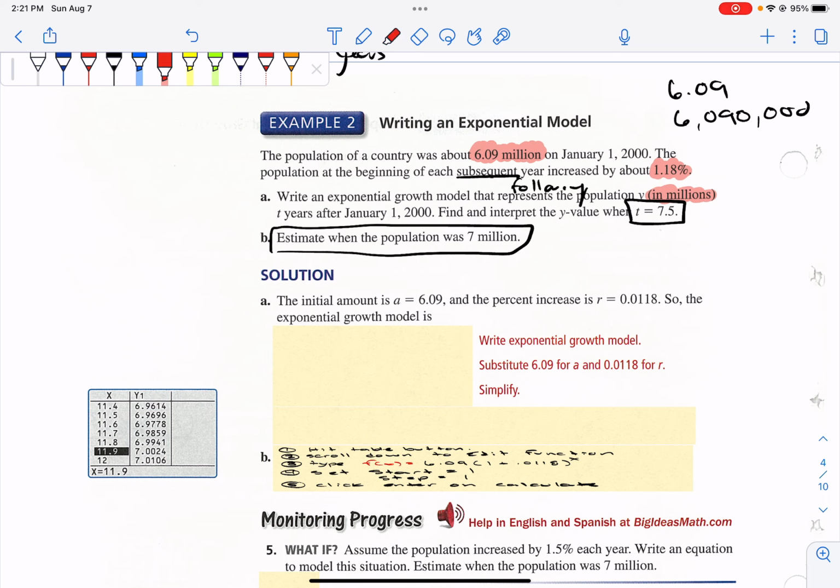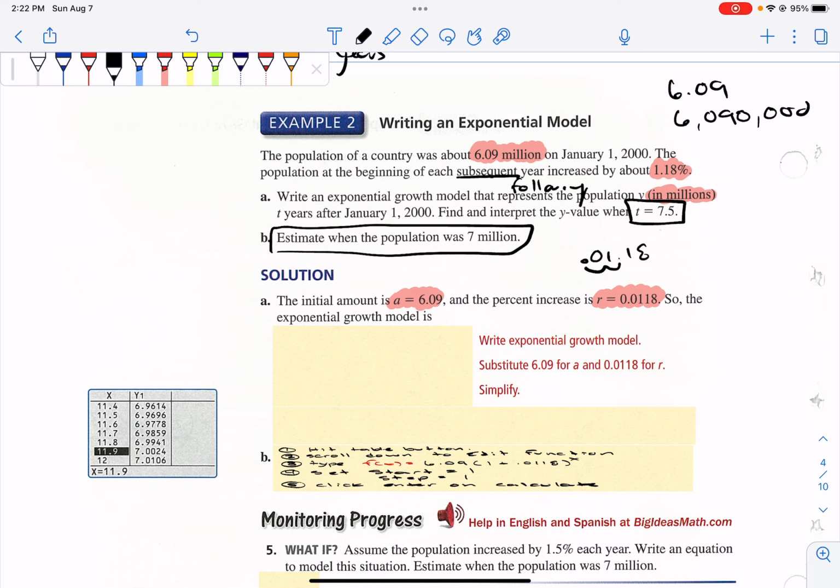Now, in your book, I know this example's here. I want you to follow through it with me, though. My A is 6.09. My R was 1.18%. So to get that as a decimal, I take my 1.18 and I move the decimal 2 places. Sorry, guys, I move my decimal 2 places this way. And I get 0.0118. Okay, we're not making it a percent. We're making it a decimal.